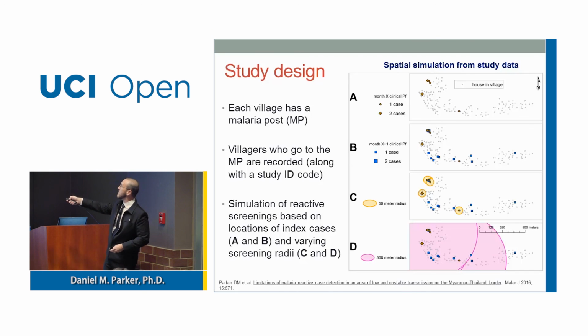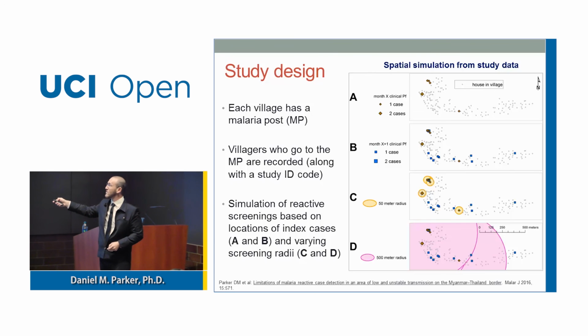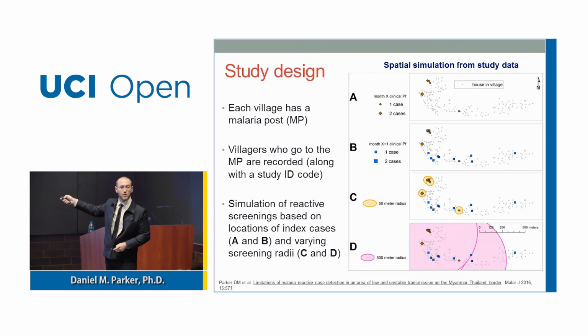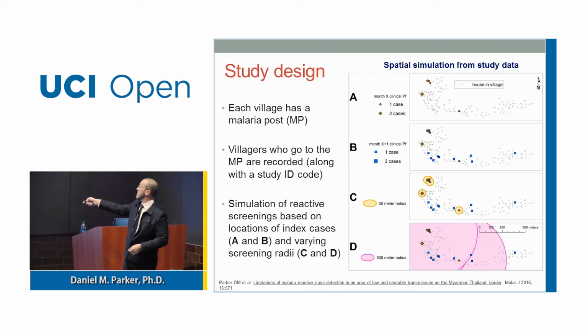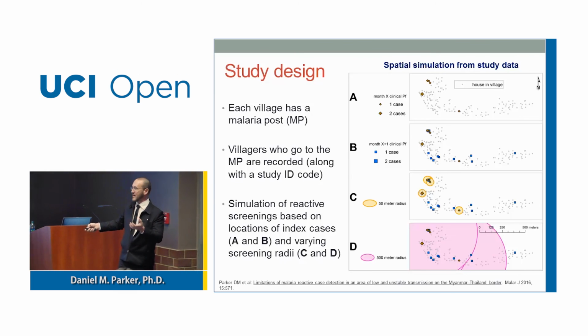So in panel A here, each little dot indicates a household within the village, and the ones that are colored, these brown diamonds, are households who had clinical PF cases in month X. And then I show in month X+1, the next month, clinical cases in blue, also showing the previous ones. After I do that, I can create a 50-meter buffer around those households from month X and see what I might have detected if I'd used a 50-meter screening radius in the next month.